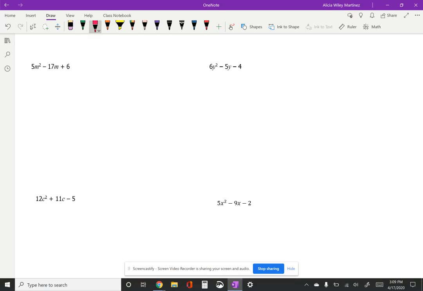Hello everybody! Today I am going to be going over some more examples of factoring quadratics in the form of ax squared plus bx plus c when a does not equal 1. The method that I will be using to factor these quadratics will be a grouping method.